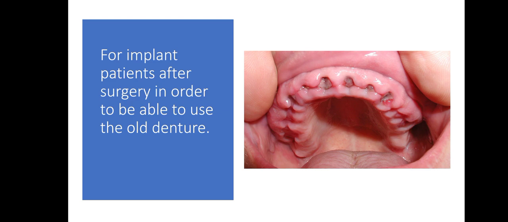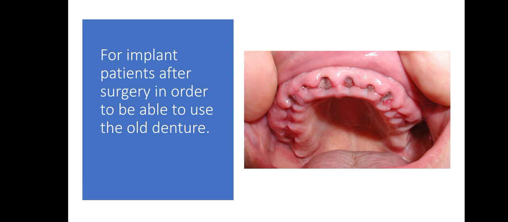Next, the fourth indication for tissue conditioner is for implant patients after surgery, in order to be able to use the old denture. When there is an implant, there is a surgery, so there is a wound that requires healing. It is the same case as the last one, but it is also a clear indication that in implant patients after surgery we use tissue conditioner to provide time for healing and reduce the stress due to the denture. So it is also an indication for tissue conditioner.